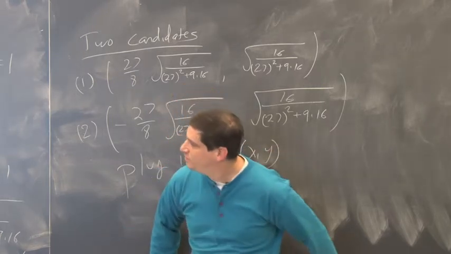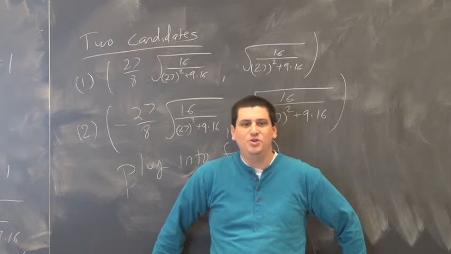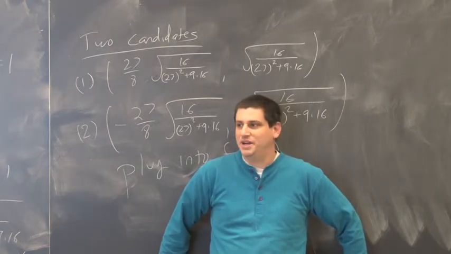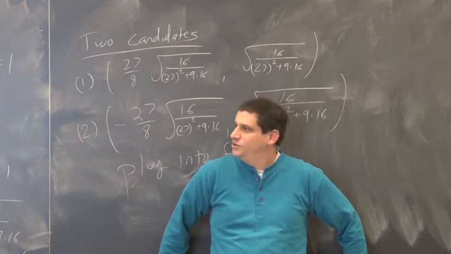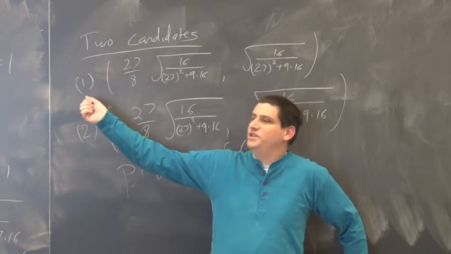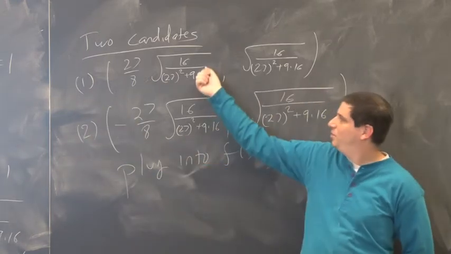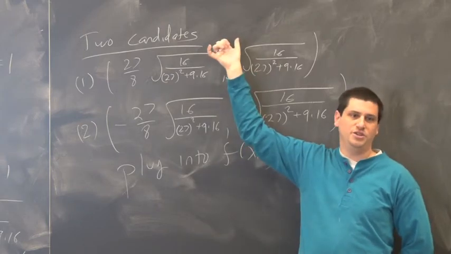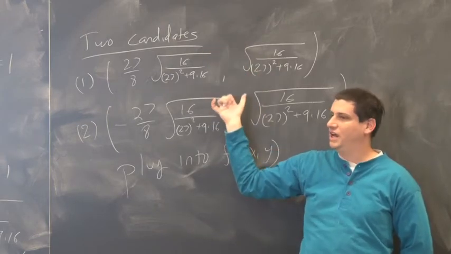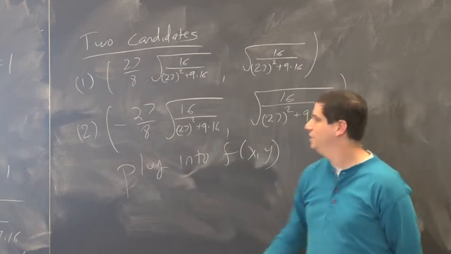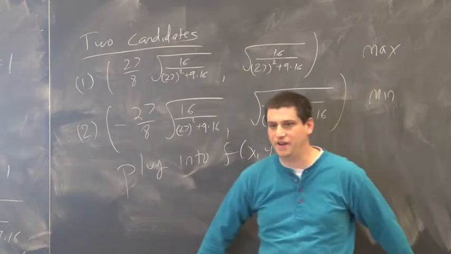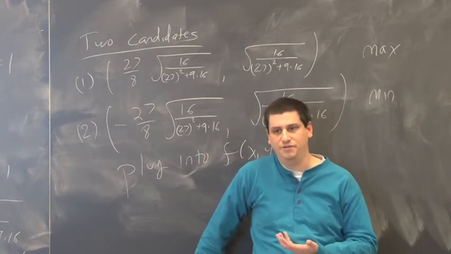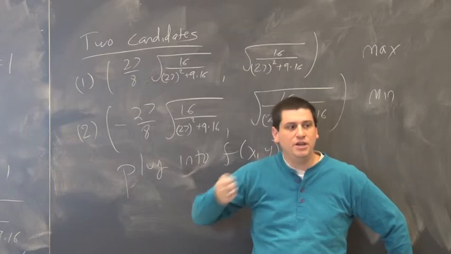I claim, however, that if we just look at f of x, y, there's no need to substitute in. I can tell which one is going to be max and which is going to be min. Which will be max? So if you take the positive one, our function is 3x plus 2y, so everything reinforces. It's a huge positive number. If we take the negative, everything reinforces, and it's a huge negative number. So this will be the max. This will be the min. And you could just plug these into the function if you actually cared about what the value was. Okay?